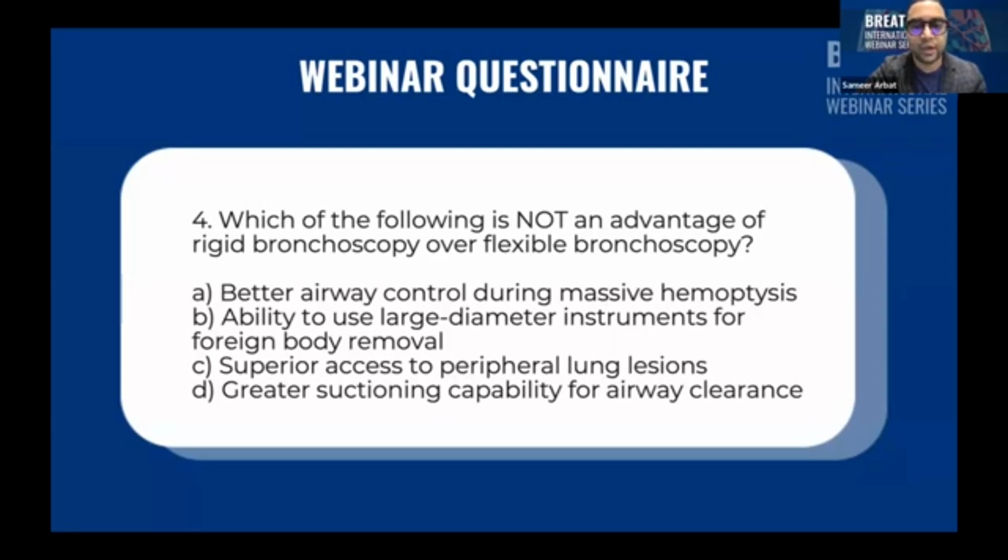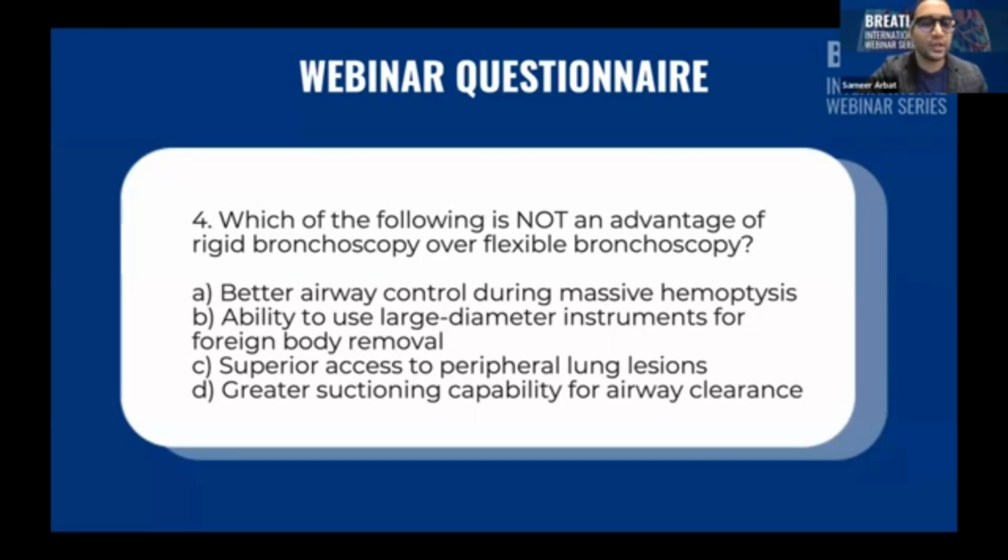Is it A, better airway control during massive hemoptysis? B, ability to use large diameter instruments for foreign body removal? C, superior access to peripheral lung lesions? And D, greater suctioning capability for airway clearance? Mind you, the question is which of the following is not an advantage?